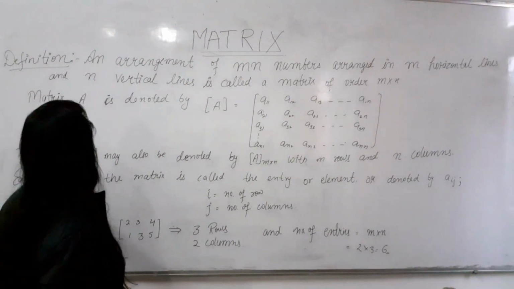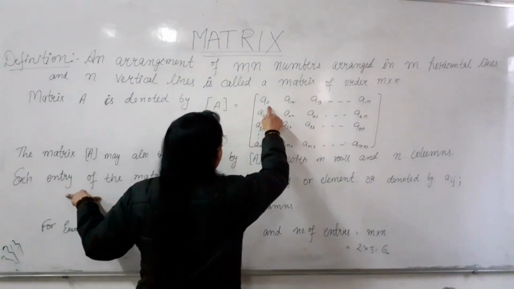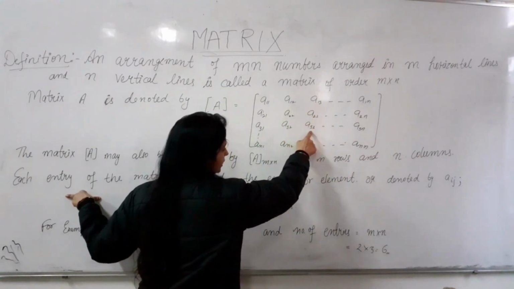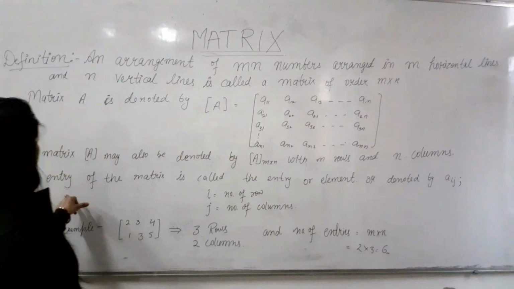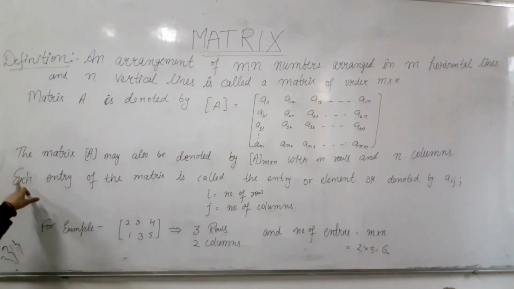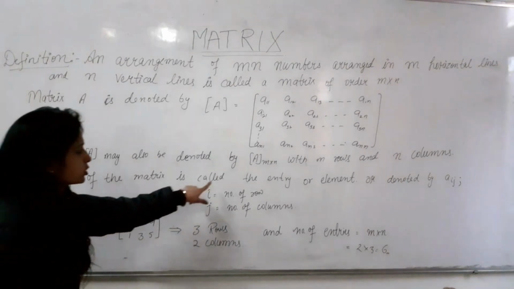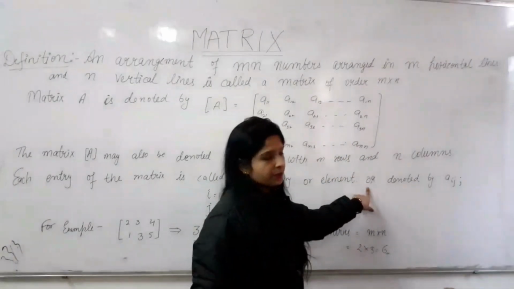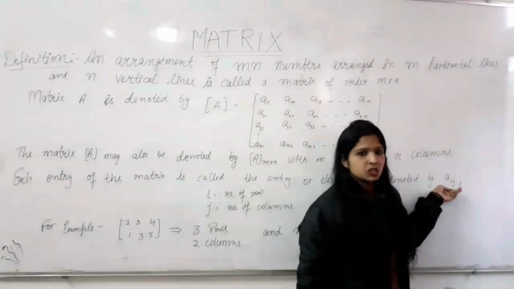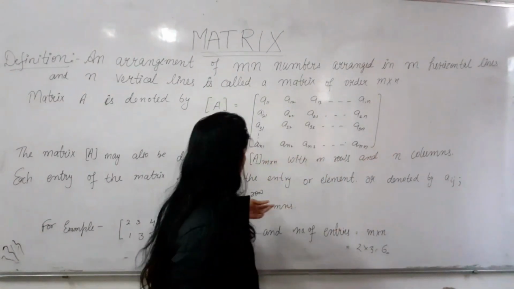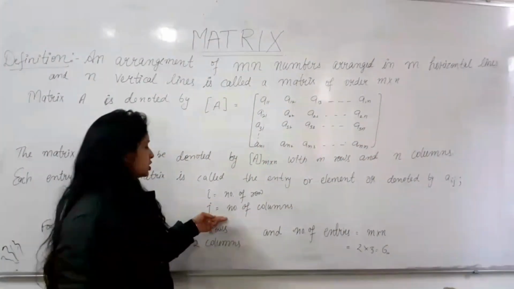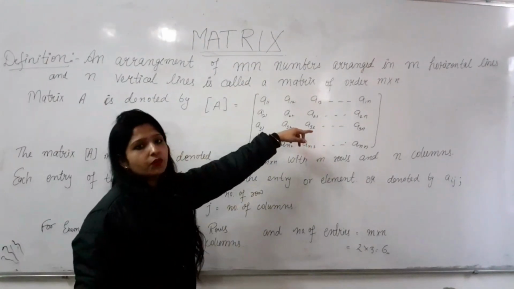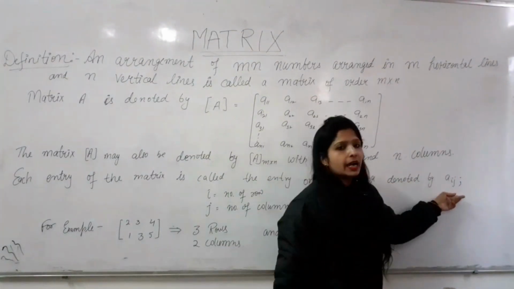And here we will talk about the element. This element A11, this element A12, A13, A23, A32, A33. Each element of the matrix is called an entry of the matrix. Means each entry of the matrix is called the entry, or we can say element of the matrix, and is denoted by Aij, where i means the row number and j means the column number. So we will say each entry of the matrix is denoted by Aij.